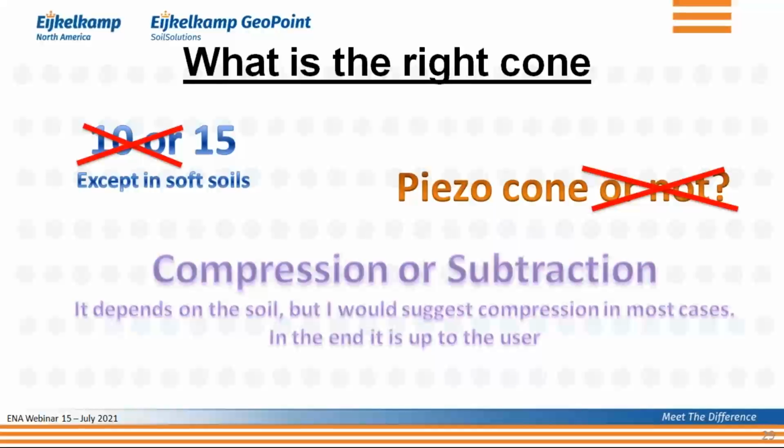But I would suggest compression in most cases, because since you don't know what kind of soil you have, at least with a compression cone, you do measure your friction sleeve accurately. But in the end, it's up to the user. It's something that you need to weigh, and there is no straightforward answer, unfortunately.